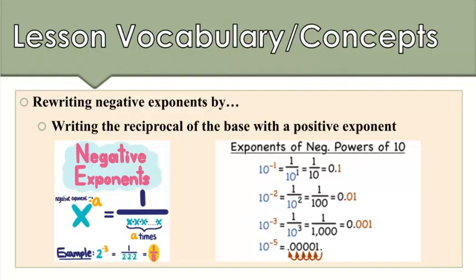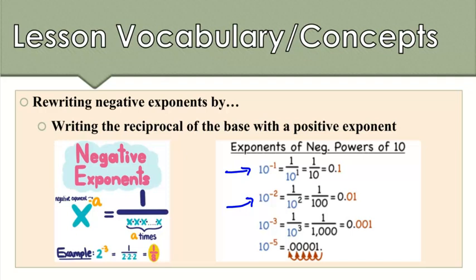So if you look at the example here, we have 10 to the negative first. The reciprocal of 10 is 1 over 10, and then instead of a negative 1 it is now a positive 1. And 1 over 10 to the first is 1/10 as a fraction, but as a decimal it would be 0.1. Same thing with 10 to the negative second. The reciprocal of 10 is 1 over 10, and it would be 1 over 10 squared. 10 squared is 100, so 1 over 100 or 0.01.